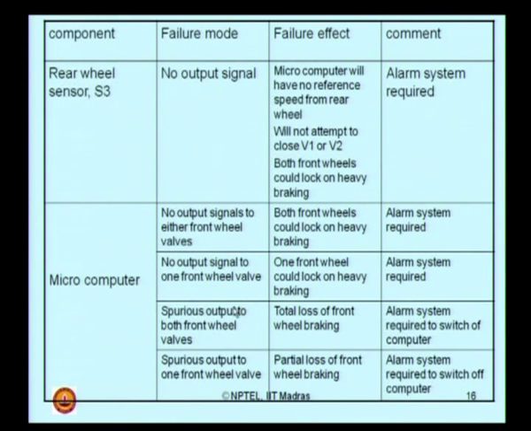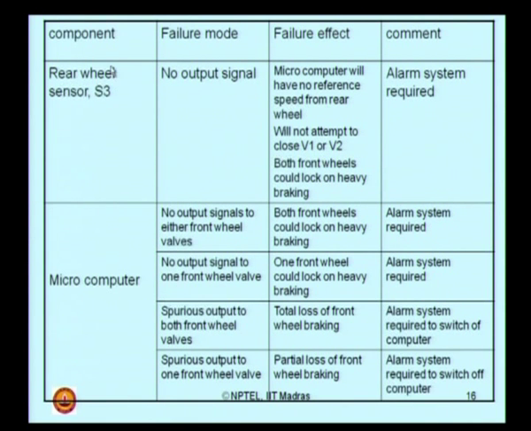Spurious output to both front wheel valves. For example, the front wheel valves should not open at a specific demand time, but they open. So, spurious output. Total loss of front wheel braking will occur, and an alarm system is required to switch off the computer. Spurious output of one front wheel valve: in that case partial loss of front wheel braking will occur. So, an alarm system is required to switch off the computer.